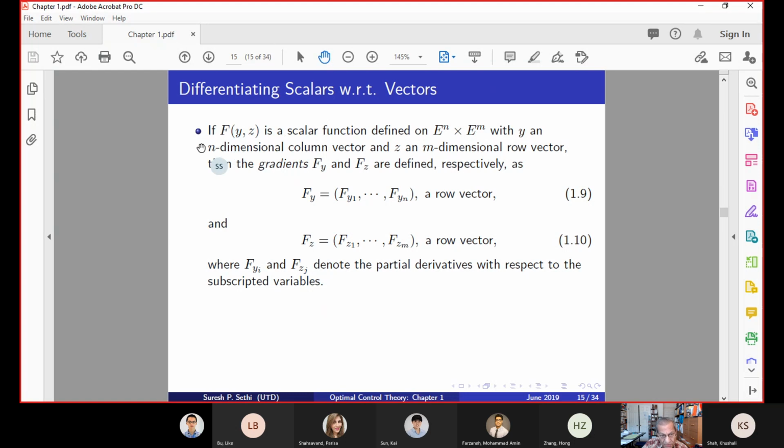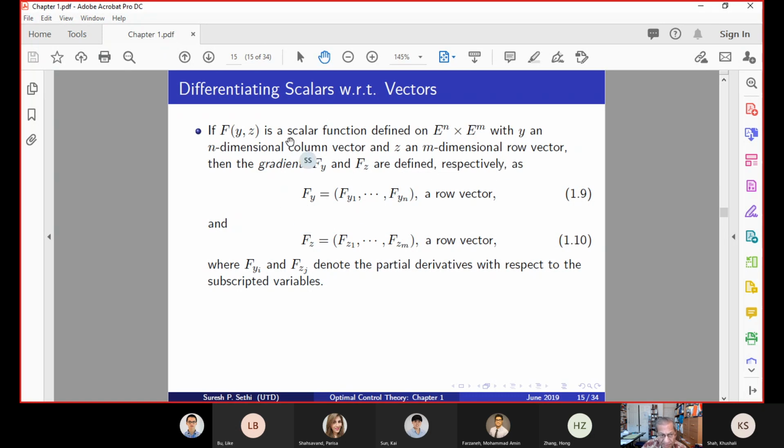Okay, so if I have a function f of y, z, it is a scalar function, but y is n-dimensional and z is m-dimensional. So function f takes this kind of space into E1. Okay.